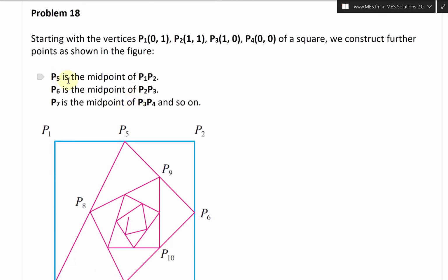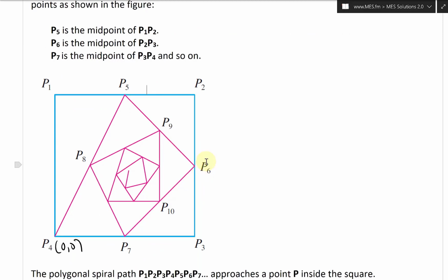And then P5 is the midpoint of P1 and P2. So this one's going to be at (0.5, 1), or 1/2 and 1. And then P6 is the midpoint of P2 and P3. So P6 is over here, at (1, 1/2). Then P7, notice how P7 is here. This is at (1/2, 0). So the vertical coordinate is 0, and the horizontal is 1/2.